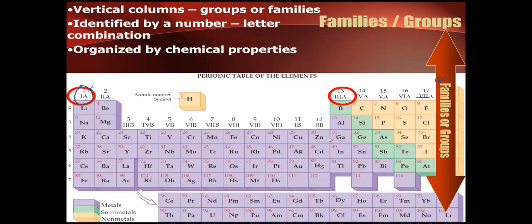Now, they are arranged by chemical properties. So what happens is the reason why they're called families is because maybe they all look the same or they all behave the same. So like all these guys here, drop them in water, they explode. Okay, so we'll talk more about that, but that's just the terminology. They're called families or groups, and you really should know both terms.